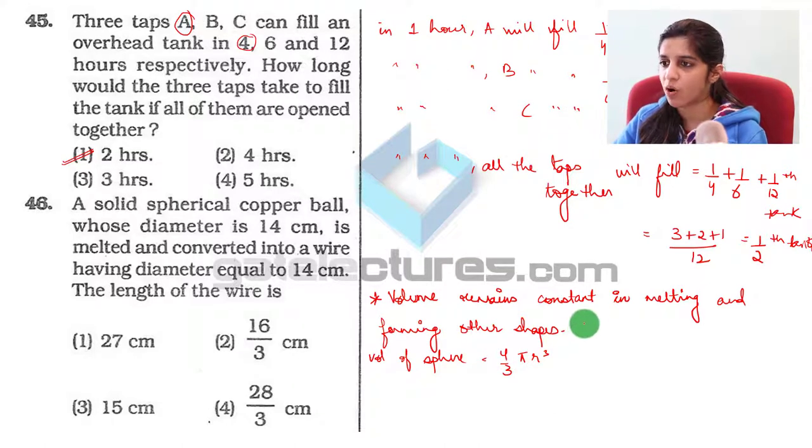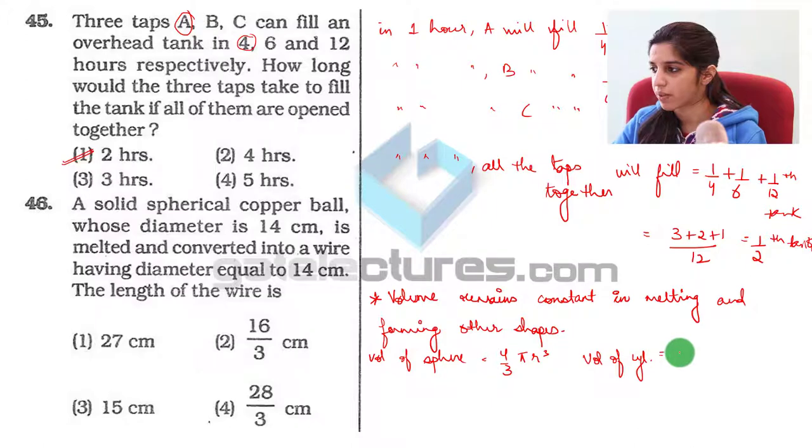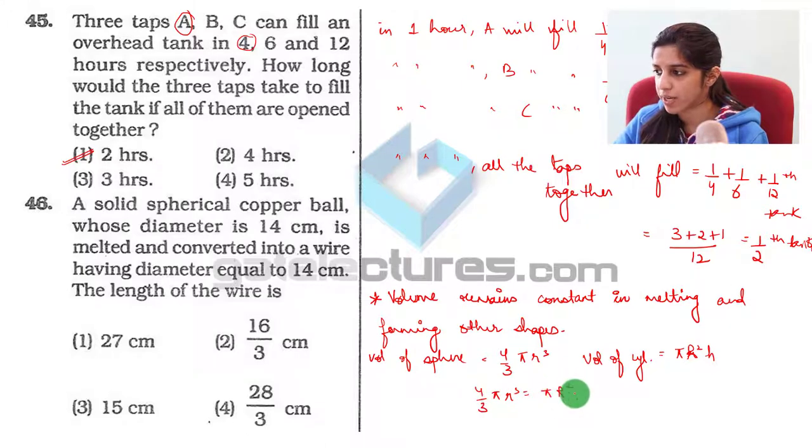Initially it was a spherical ball, now it has been converted into a wire. Wire, you know that it is in the shape of a cylinder. Volume of a cylinder is going to be pi r square h. So both, I'm taking this as capital R to avoid confusion, are going to be the same. So I can just equate 4 by 3 pi r cube to pi R square h. Fine, and just put in the values and find.